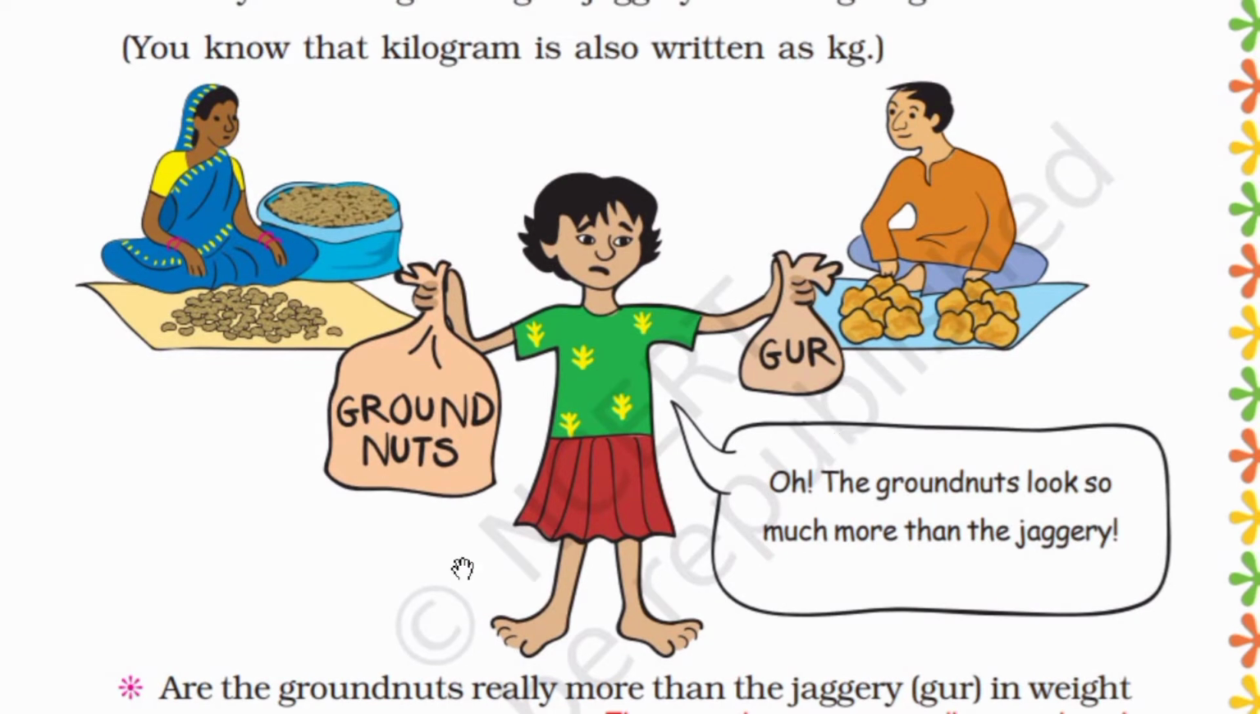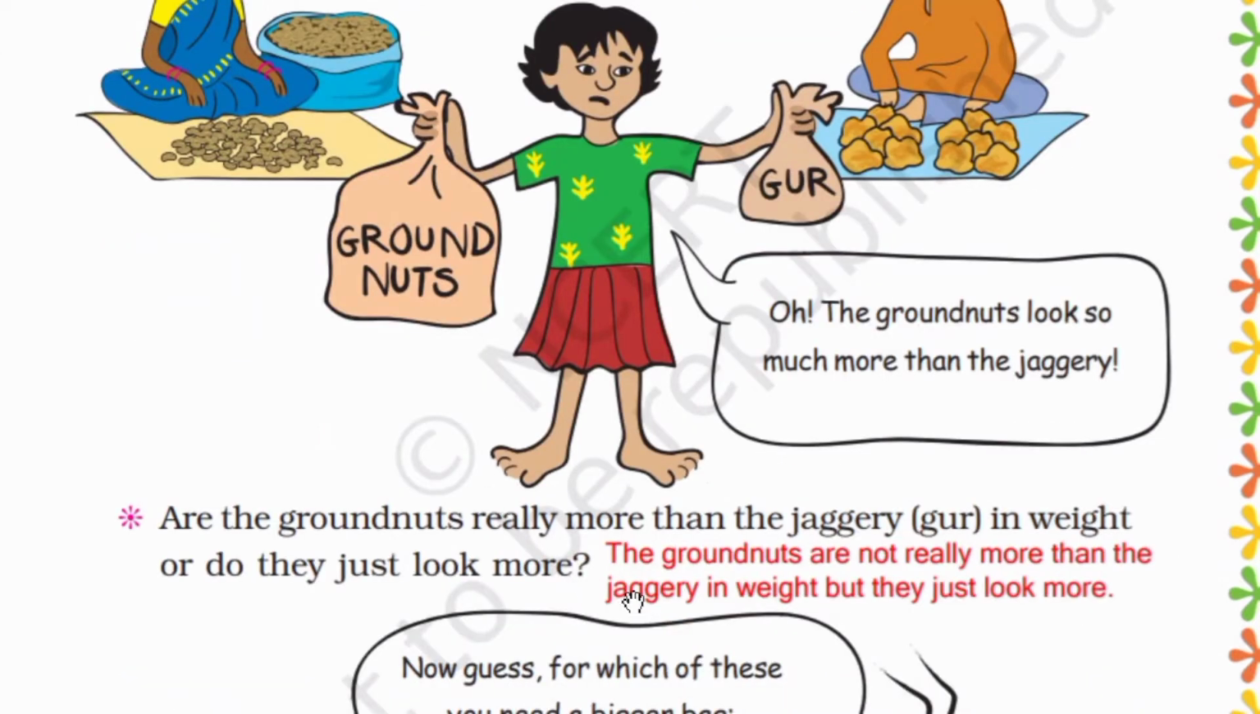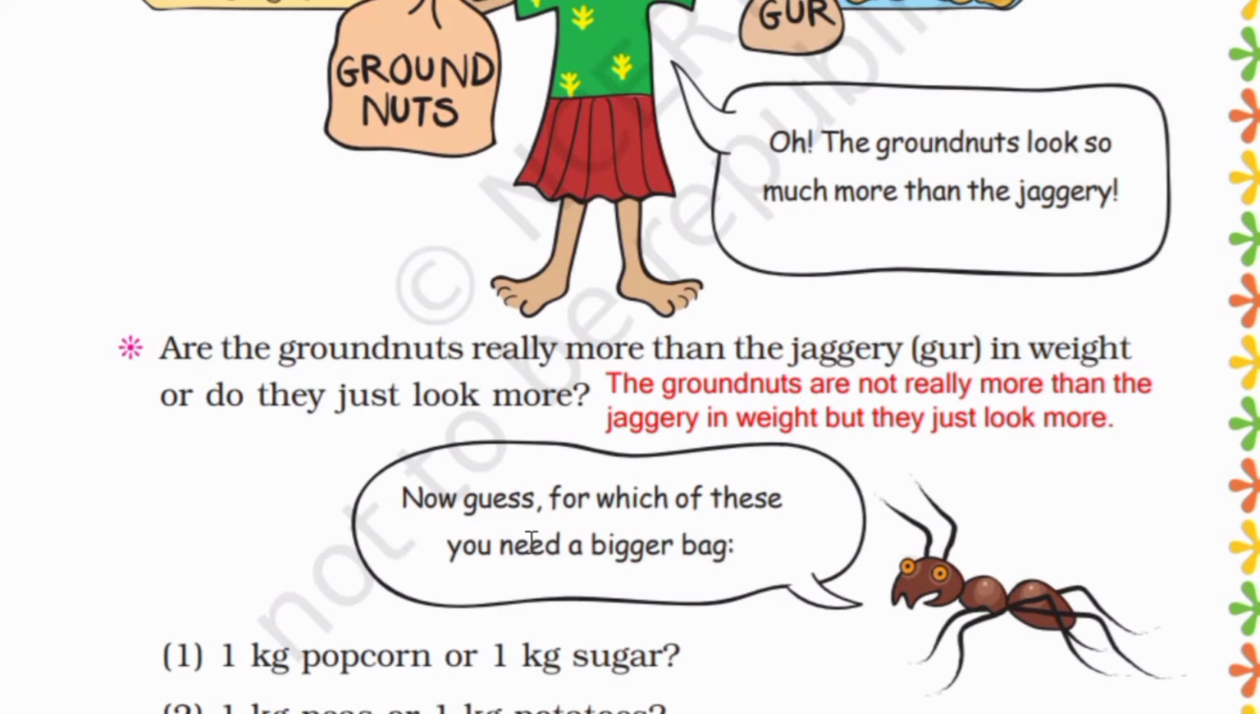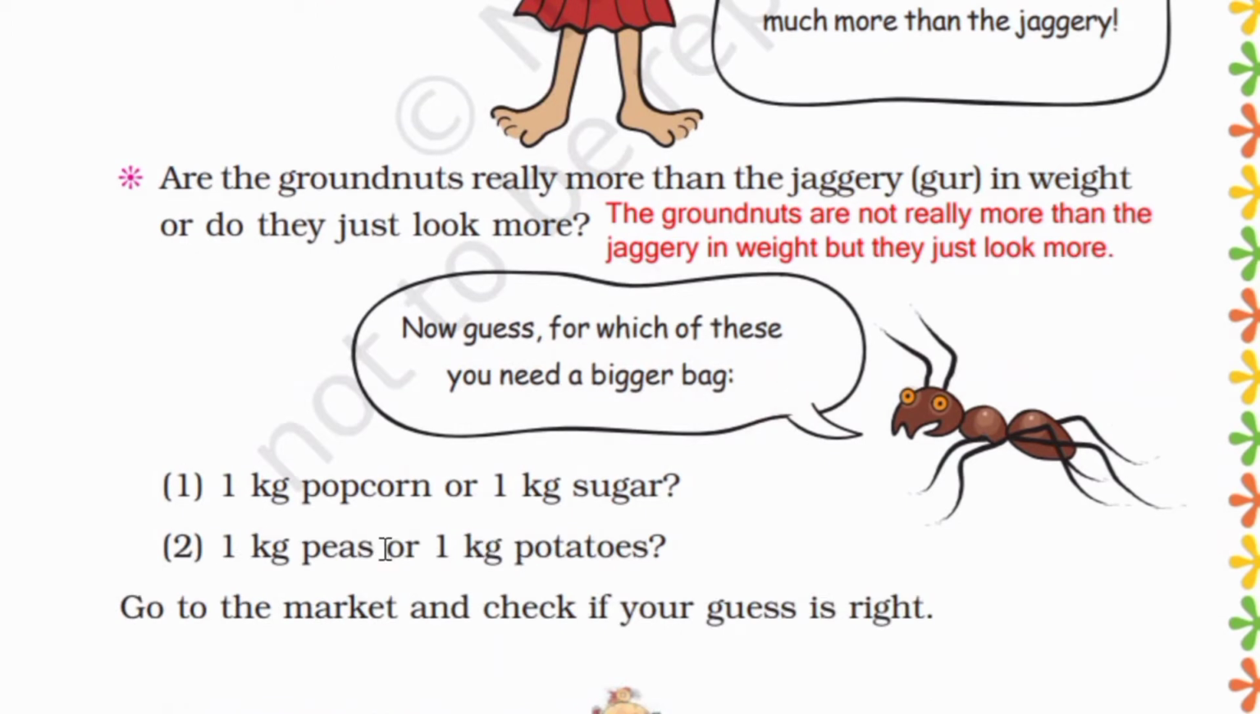Here you can see, the groundnuts are not really more than the jaggery in weight, but they just look more. So you can write, the groundnuts are not really more than the jaggery in weight, but they just look more. Now guess, for which of these you need a bigger bag? 1 kilogram popcorn or 1 kilogram sugar? 1 kilogram peas or 1 kilogram potatoes?